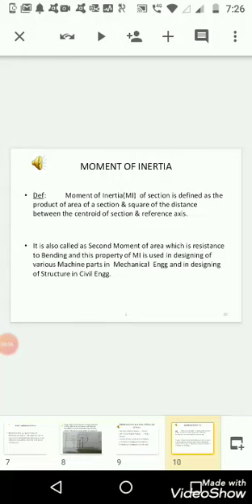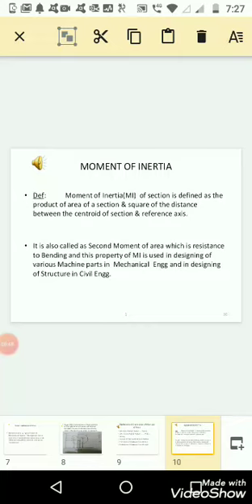We will try to study the new concept of moment of inertia. Moment of inertia of a section is defined as the product of area of a section and square of distance between the centroid of section and reference axis. It is also called the second moment of area, which is resistance to bending, and this property of moment of inertia is used in designing of various machine parts in mechanical engineering and in designing of structure in civil engineering.